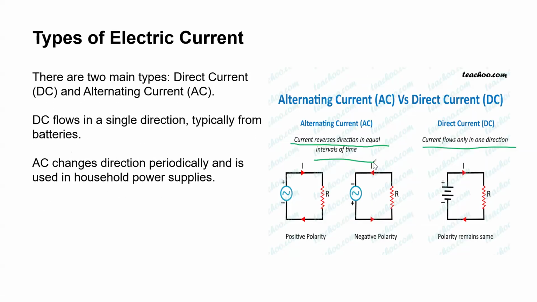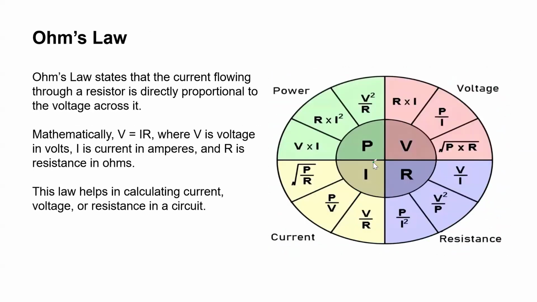So then the next thing that we are going to look at is Ohm's law. What is Ohm's law? Ohm's law states that the current flowing through a resistor is directly proportional to the voltage. So it means that the voltage V is directly proportional to the current I. There is a direct relationship between voltage and current.